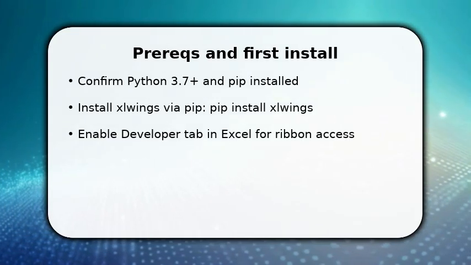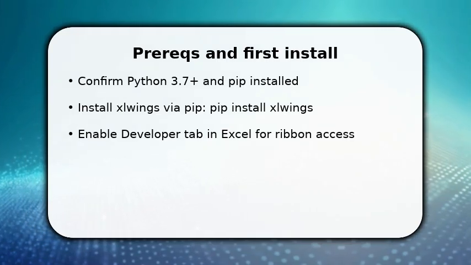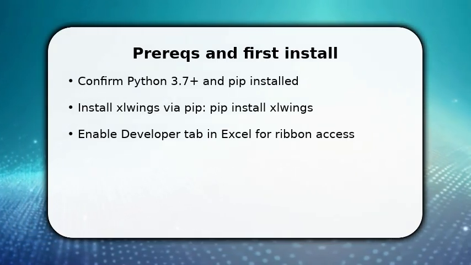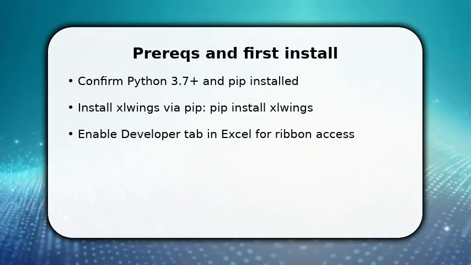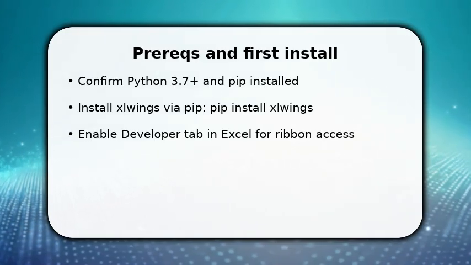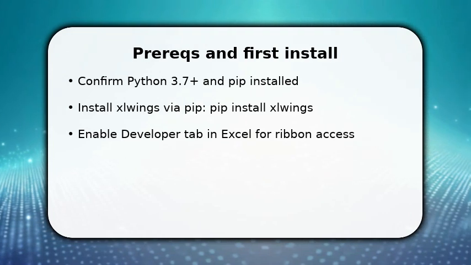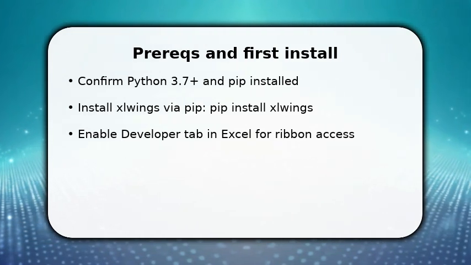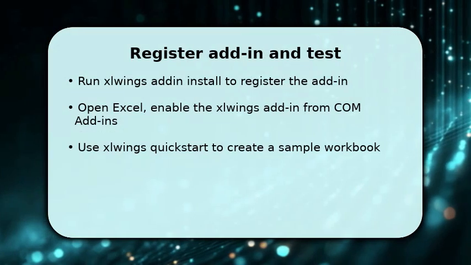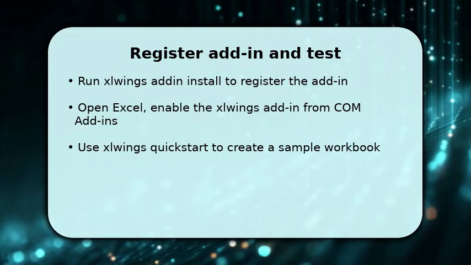You're acting now to prepare both environments, Python packages plus Excel settings. This avoids permission errors later and gives you the tools to register the add-in and create your first workbook with Python-backed macros. Now register the Excel add-in by running xlwings add-in install from your terminal.